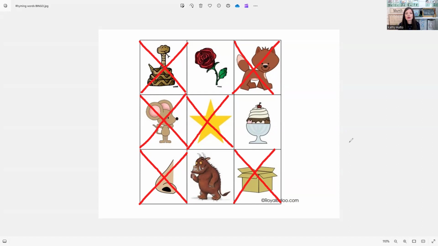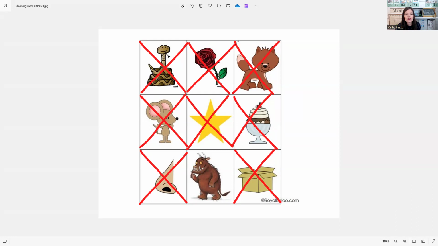Now look for a word that rhymes with dream. What word rhymes with dream? Cream, ice cream. Dream, cream. Now look for a word that rhymes with nose. Not nose, we already found it. What word rhymes with nose? Rose. Good. Rose and nose rhyme.